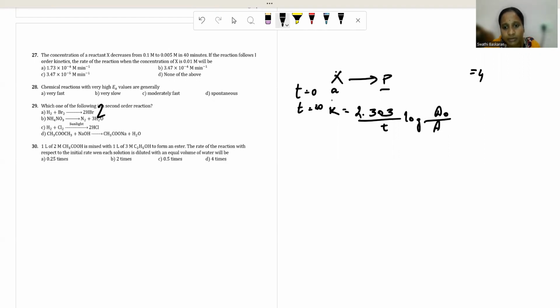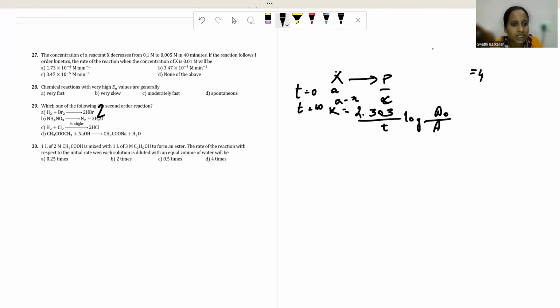So hence it will become A minus X, because there will be formation of X moles of P, and hence there will be A minus X concentration left at time t equal to 40 minutes, right?